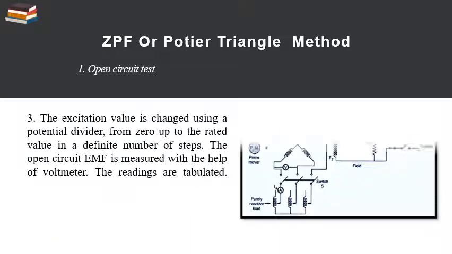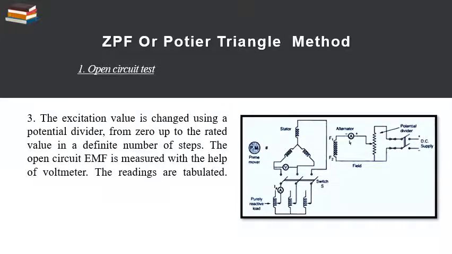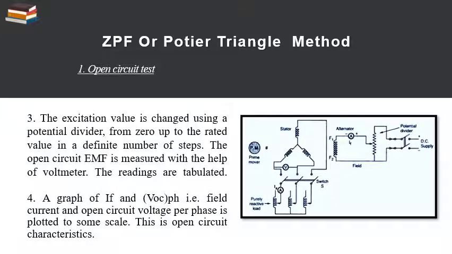पॉइंट नंबर 3, the excitation value is changed using a potential divider from 0 up to rated value in a definite number of steps. The open circuit EMF is measured with the help of a voltmeter. The readings are tabulated. Number 4, a graph of IF and VOC, that is field current and open circuit voltage per phase, is plotted to the same scale. This is called OCC or open circuit characteristics of the alternator.